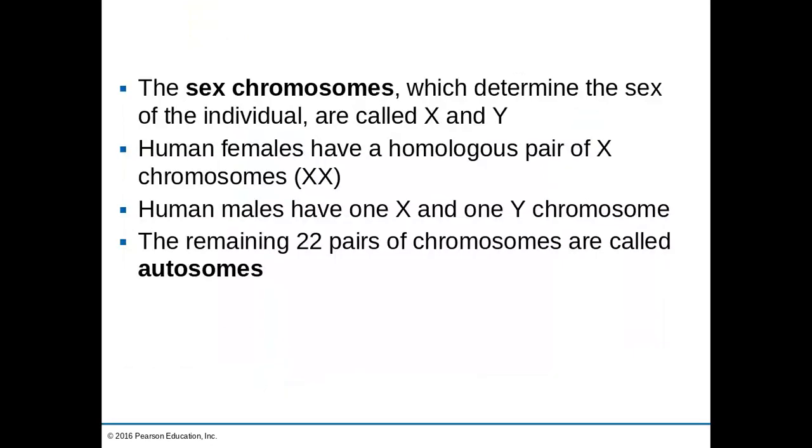The sex chromosomes determine the sex of an individual, like I said, and they're the X and Y. As I just mentioned, the females have X and X, and males have X and Y, and then we call the other pairs autosomes. So this is going to be an important distinction when we start learning about traits that are inherited. There's some traits that are inherited on the sex chromosomes, and we'll call those sex-linked, and then some that are inherited on your regular chromosomes, which we'll call autosomal traits.